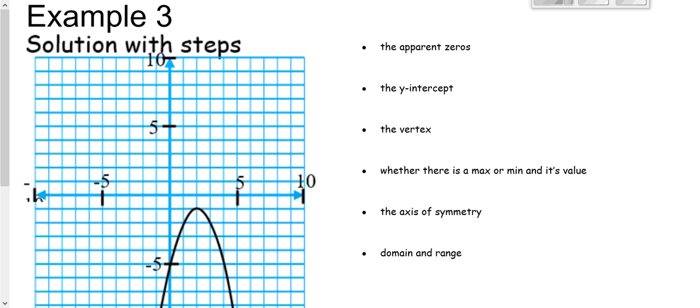Let's try number 3. So in number 3, this one looks a little different. First of all, I took the dots off, but that's okay because anywhere you see a line, there can be a dot. You can make your own dot. It's going to be okay. Let's start with the zeros. And again, another word for zeros is x-intercepts and also roots. So you can see any of those words used interchangeably. So let's start by finding them.